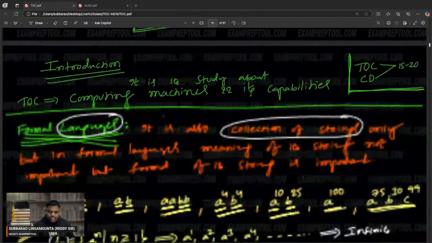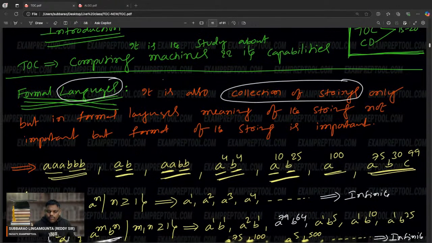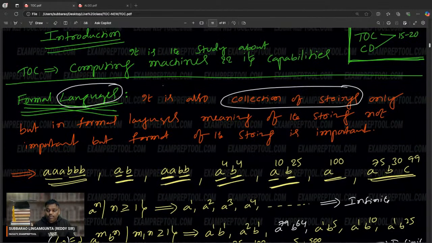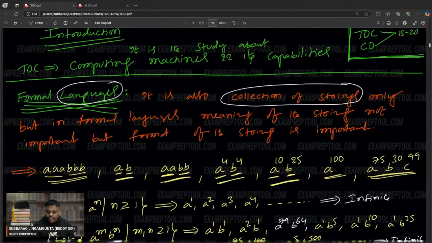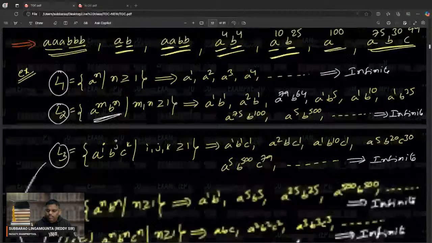Next is the introduction of the subject. In TOC we mostly discuss formal languages. I gave the definition: it is a collection of strings. A language is also a collection of strings only, but in formal languages the meaning of the string is not important. The format of the string is important.